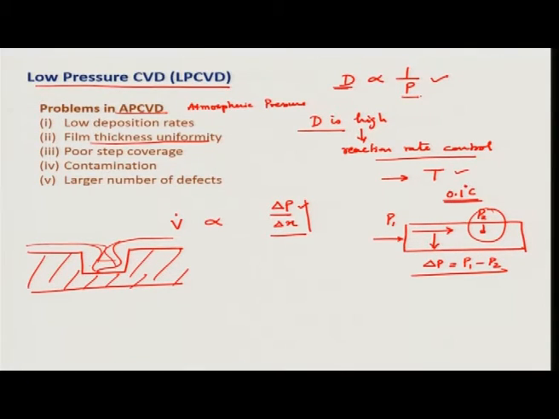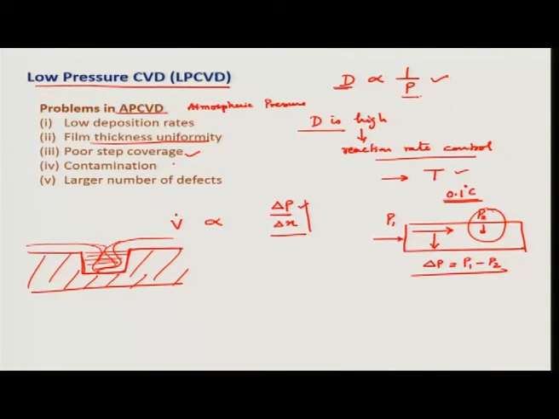It will not cover the entire recess in the substrate, because your mass transfer is not high enough and the reaction rate is faster. But if your mass transfer is high, then you will have uniform deposition. So, this is a problem which is overcome in LPCVD.